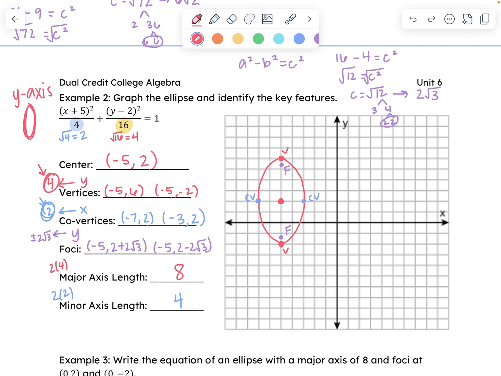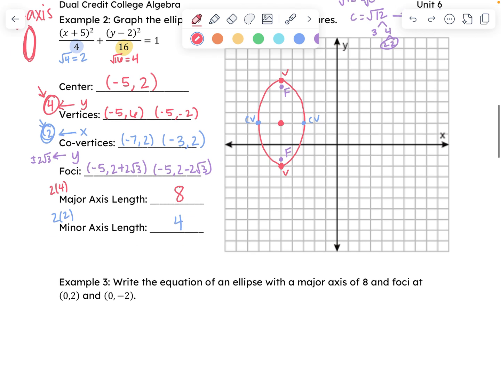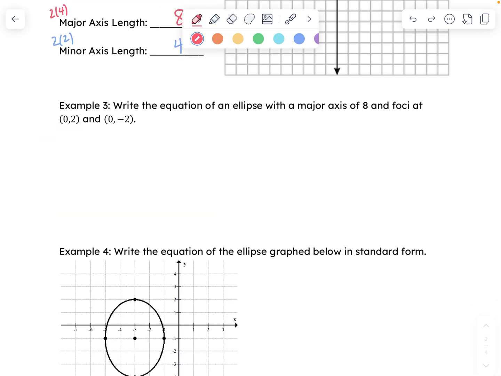Right. Now let's look at some questions that are kind of dealing with ellipses. We have some key characteristics and we need to figure out what the equation is. So it says write the equation of an ellipse with a major axis of 8 and foci at 0, 2, and 0, negative 2. So the first thing I'm going to do is build the base of my equation. So I know I have a fraction plus a fraction equals 1. It always equals 1.